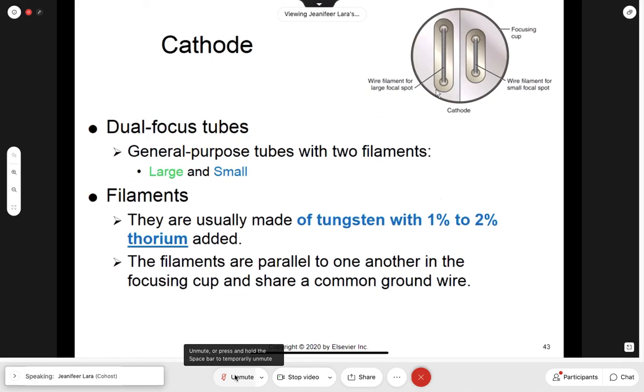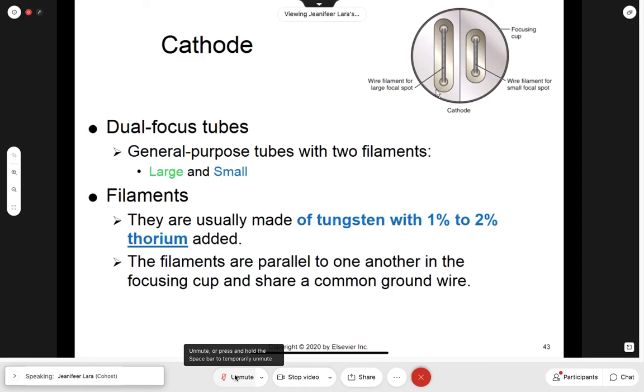So if I use the large filament, I will have a larger supply of electrons that will eventually get converted into a larger amount of x-rays. If I use the small filament, same thing, but less. I will generate a small amount of electrons that will convert into a smaller amount of x-rays. Make sense? Good. Now, which one is better, the small or the large, for image quality? The small one. So ideally, we would love to use the small one because we're always chasing image quality.